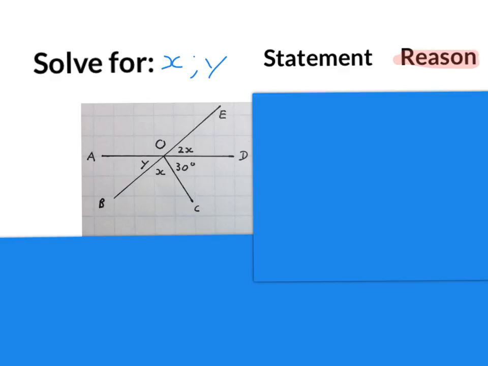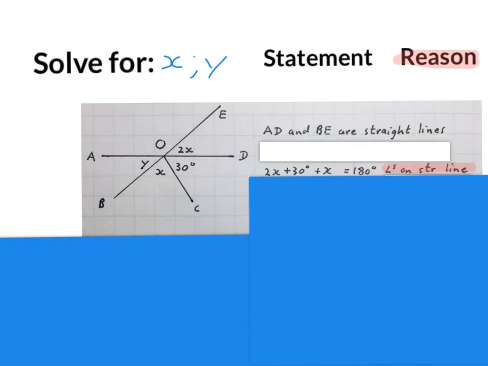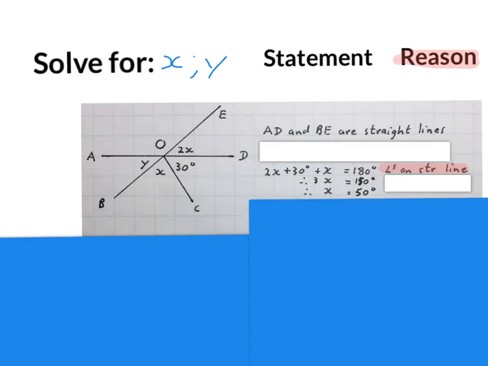Here again they say solve for x and y, and they gave us this sketch. They told us that AD and BE are straight lines. That line and that line are straight lines. One way of answering it is you take that straight line, because they only got one variable, x, rather than have x and y in the problem. So we're going to take these three: 2x plus 30 degrees plus x equals 180, angles on a straight line. Then we add the like terms, 2x plus x gives me 3x, and I minus the 30 on that side gives me 150. Then we divide by 3 on both sides, and we get x equals 50 degrees.